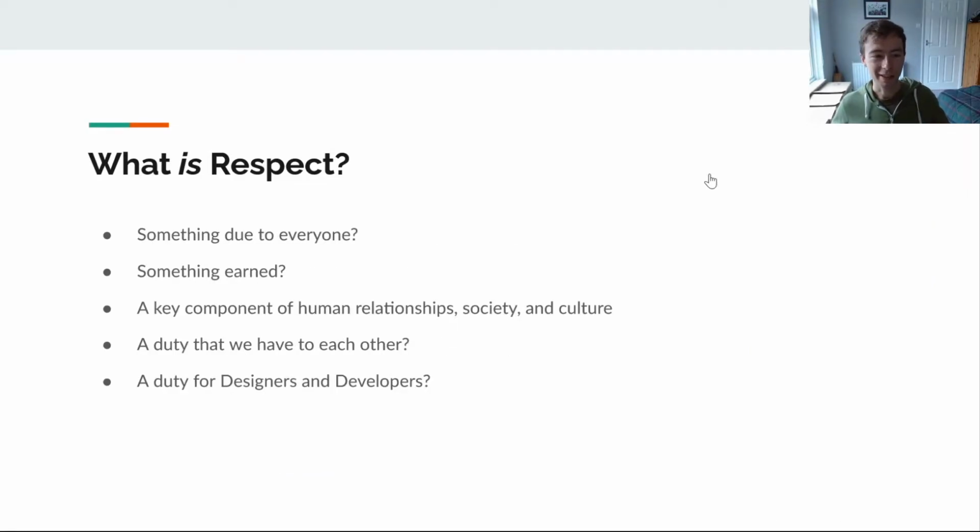But there are other questions that come up when we start thinking about respect like this and decomposing it into different types of respect. Is respect something that's due to everyone? Well, maybe, but also respect is something that's earned, right? As the skill example previously. It's certainly a key component of human relationship, society, and culture, and forms a key part of our lives in that sense. And then when we're thinking as designers, if respect is something that we are obligated to do for each other and other people that we meet, is it also an obligation that we have to our users and the people who use the systems that we create?